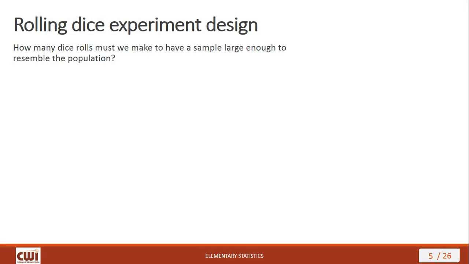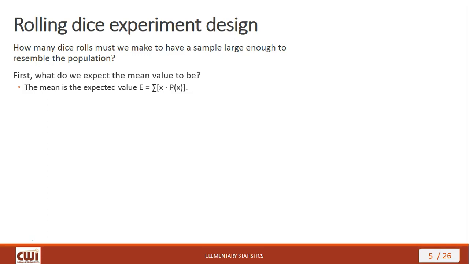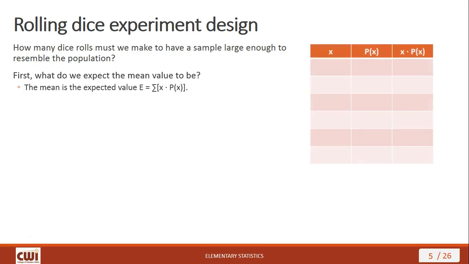So let's design our experiment here. First question we have to answer is, how many dice rolls must we make in order to have a large enough sample size that has the characteristics to resemble the population? Well, first of all, what do we expect the mean value of our dice rolls to be? Well, the mean value is the expected value, which we learned previously is the sum of the product of each of the random variables and their associated probabilities. So let's go ahead and make a table and calculate this out.